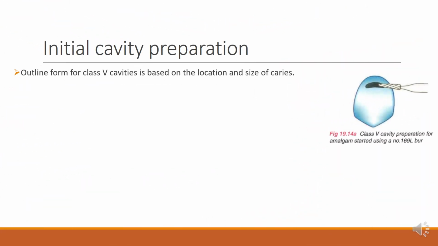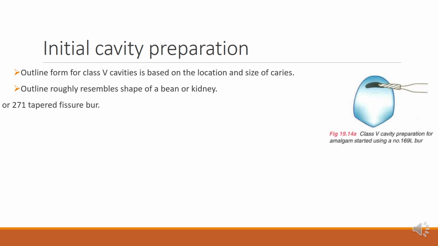Initial cavity preparation for amalgam restorations. The outline form for class 5 cavities is based on the location and size of the caries. The outline roughly resembles the shape of a bean or kidney. The cavity preparation is performed using a number 169L or 271 tapered fissure bur.